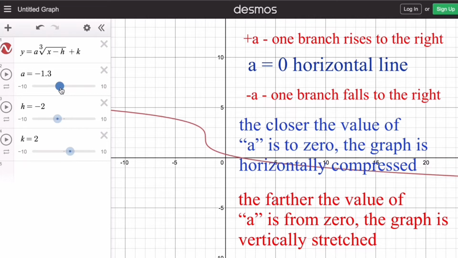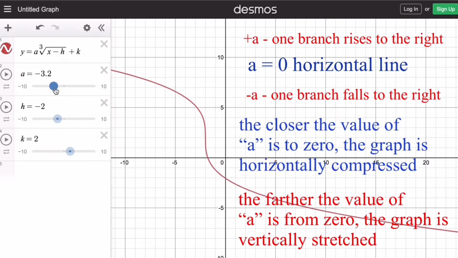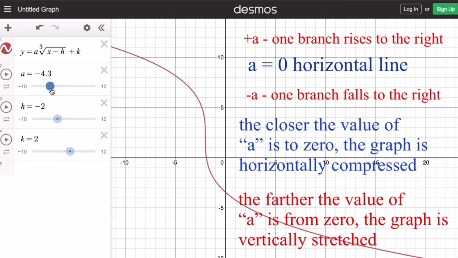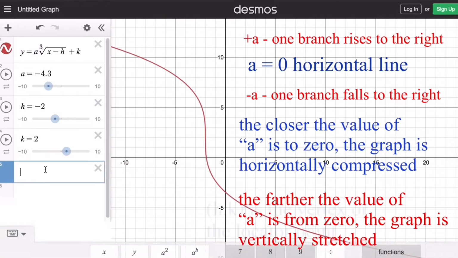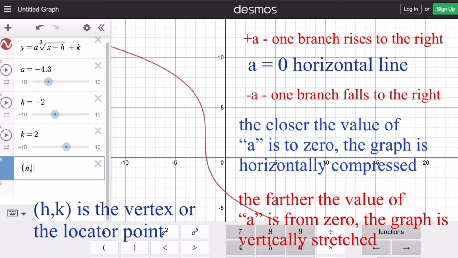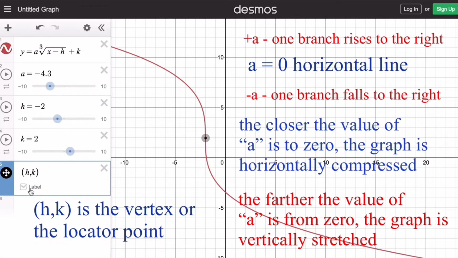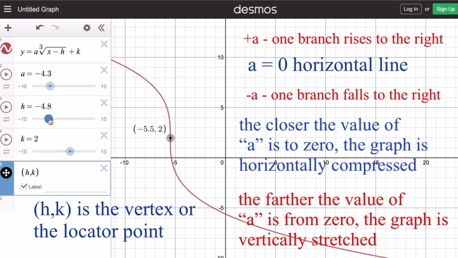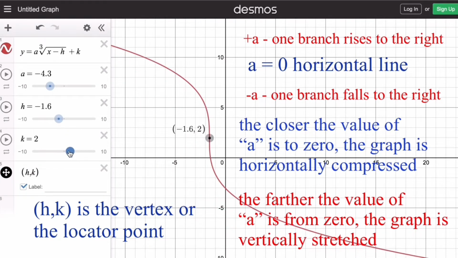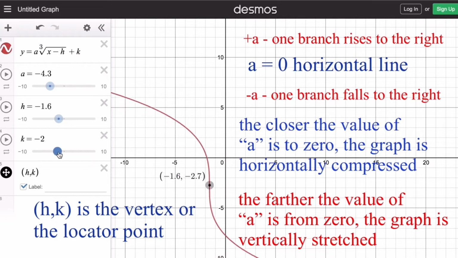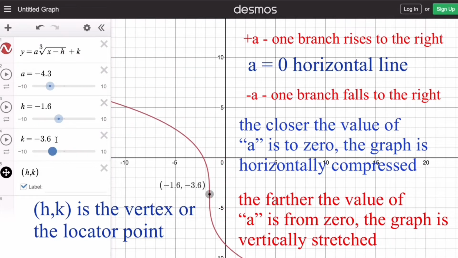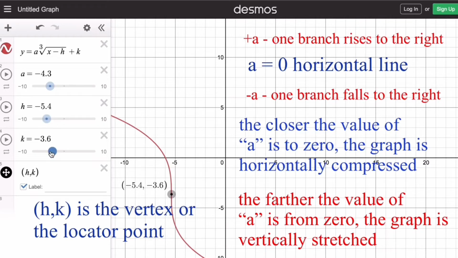That means its shape becomes more vertical. We also remember that the coordinates h, k give the vertex of the graph, which we call the locator point, where h translates the graph left or right, and k translates the graph up or down. These are the basic facts about the graph of a cube root equation.